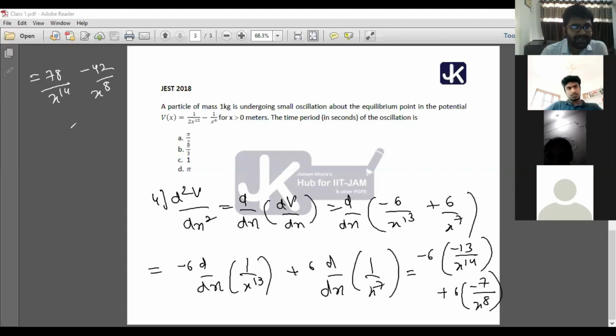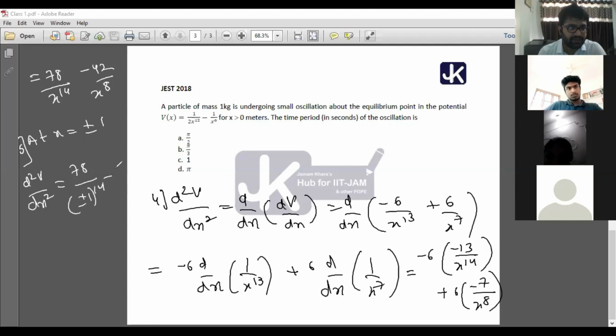Now, sir, what do we do next? People, we have to find it at x equal to plus or minus 1. Don't forget, we have found x equal to plus or minus 1. Substitute. So at x equal to plus or minus 1, this is our fifth step, everybody. d square v upon dx square will become 78 upon plus or minus 1 raised to 14 minus 42 upon plus or minus 1 raised to 8.